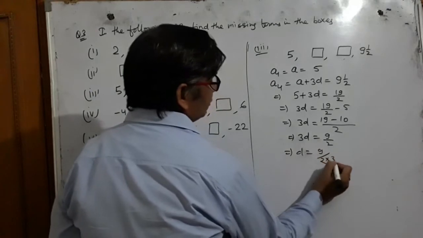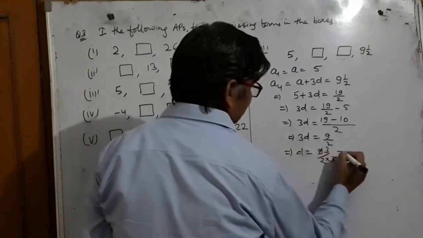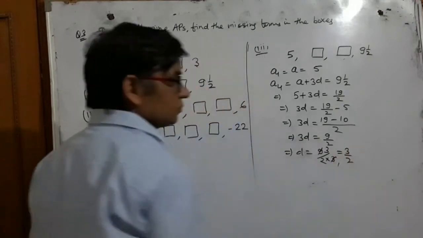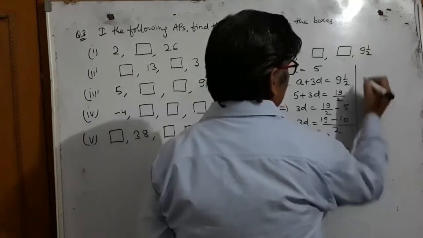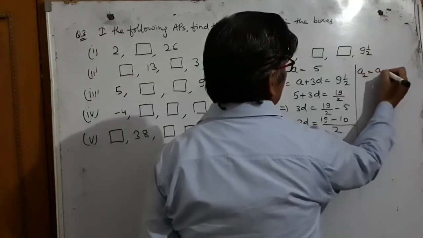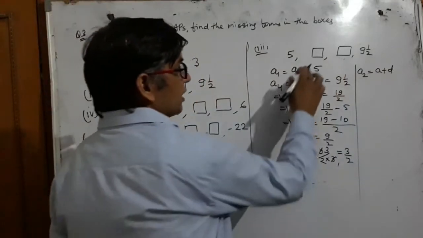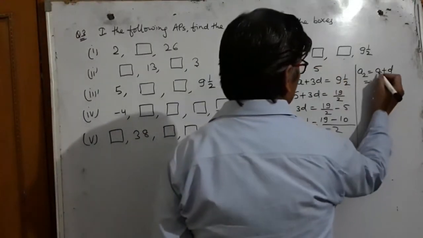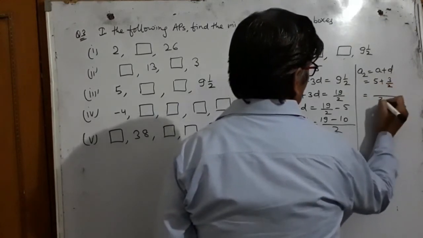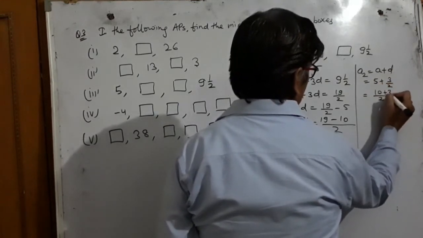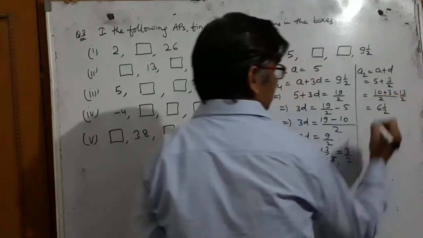Shifting the 3 to the denominator, 3 ones are 3 and 3 threes are 9. So D is 3 upon 2. Now A2 equals A plus D. We have to find the second term. A is 5 and D is 3 upon 2. 10 plus 3, 13 upon 2. That is 6.5.